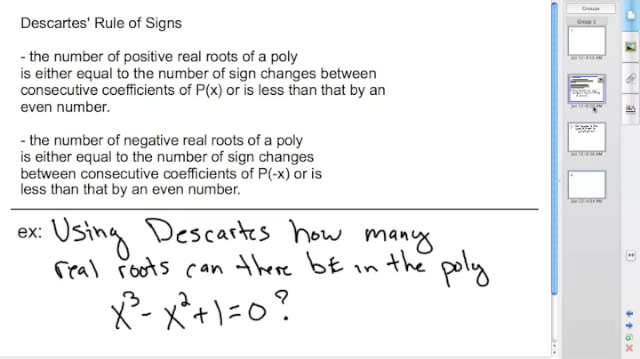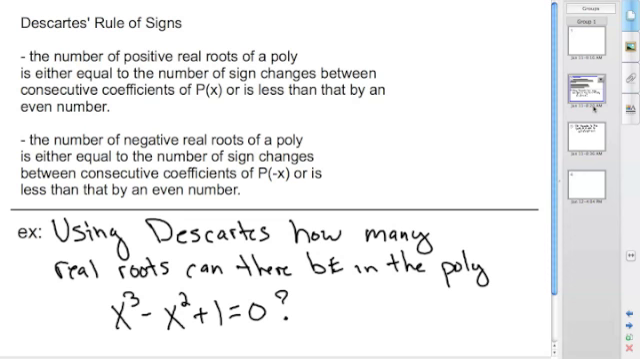So Descartes' rule of signs says the number of positive real roots of a polynomial is either equal to the number of sign changes between consecutive coefficients of p of x, or is less than that by an even number. The number of negative real roots of a polynomial is either equal to the number of sign changes between consecutive coefficients or is less than that by an even number.